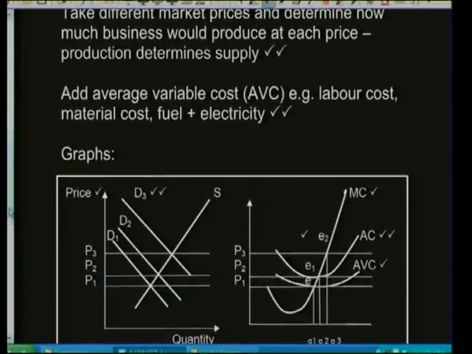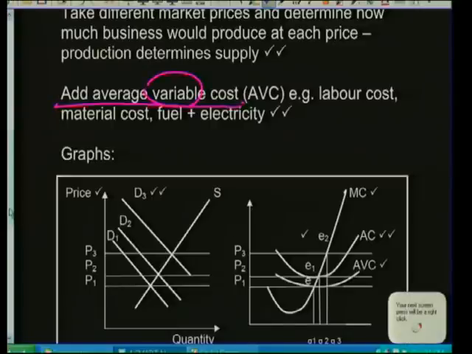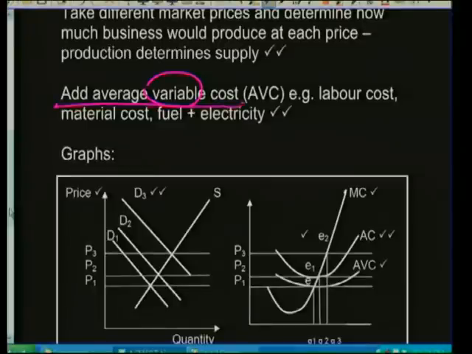Right, the next step would be to add the average variable costs. In other words, when we look at variable costs, it's important that you remember it's those things that will be different for the different quantities that you produce. So if you produce nothing, you will still have certain fixed costs, but your variable cost will change. If you produce 10 units, then your variable costs will increase. So those are the things that you have to keep in mind. So your labor cost, material cost, fuel, and electricity are all things that will differ as you produce different quantities.